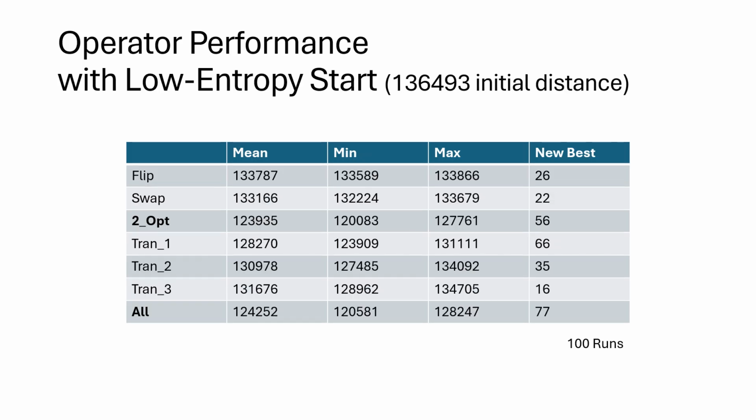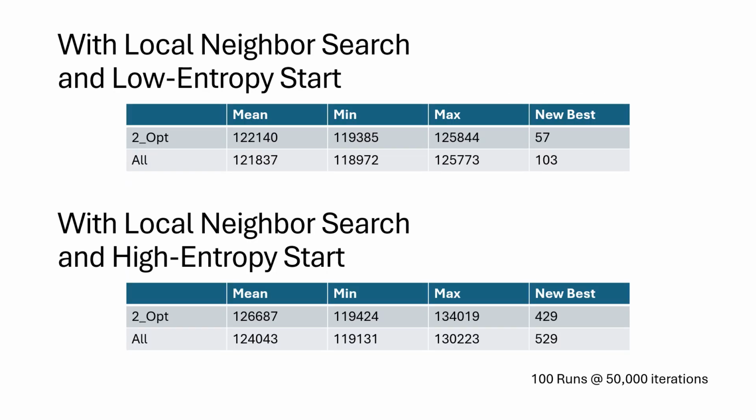And then this is the low entropy start. Again, 2-opt by itself seemed to do slightly better than if I used all of them combined, in terms of the mean. However, when we look at it combined with a local neighborhood search, low and high entropy, all performed slightly better than 2-opt. So that would be my recommendation, to use a wide range of operator tweaks as opposed to relying on just 1 or 2.